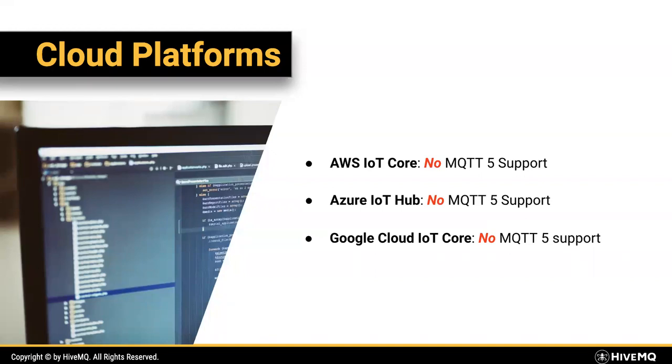I've seen users using another MQTT broker in front, like HiveMQ or Mosquitto, and then route to these cloud platforms if you need MQTT 5 features. So some kind of proxy approach. If you're interested in this, you can also reach out afterwards so I can explain how this can be done.